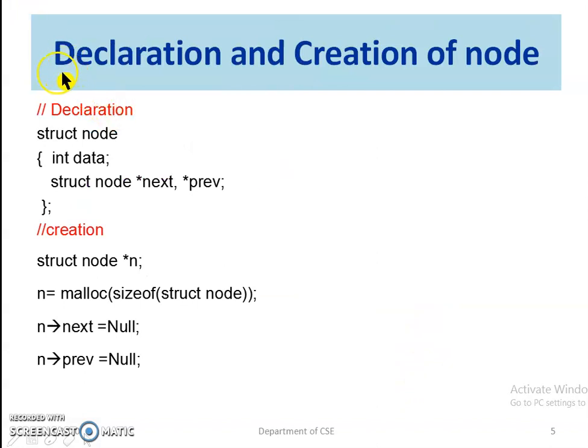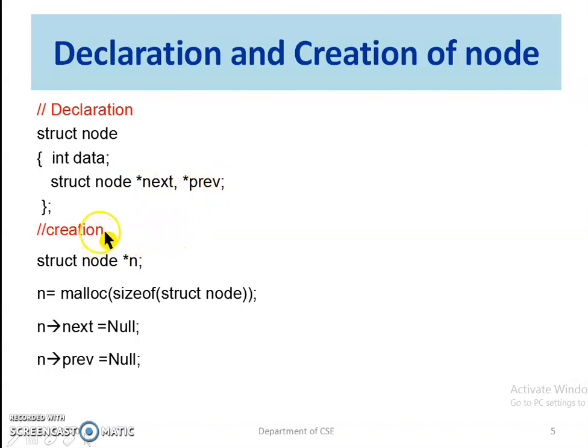Now let us see how to declare and create a node in a doubly linked list. Declaration is done using the keyword struct followed by the node name. It consists of three components. One is the data, which is of type int. The other components are pointers like next and previous, which are of type struct node.